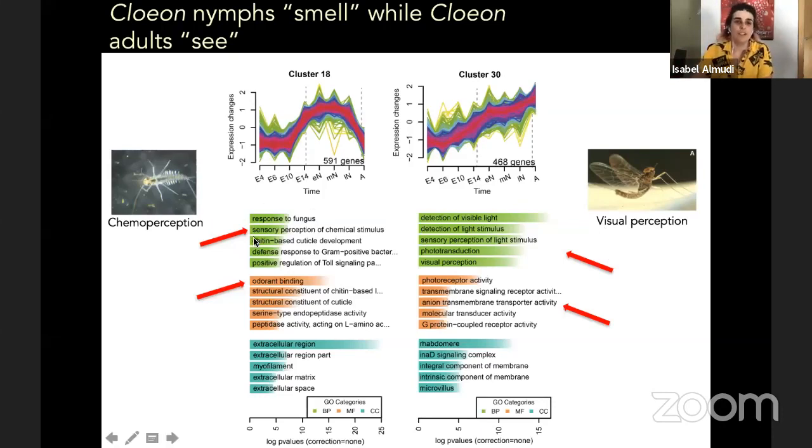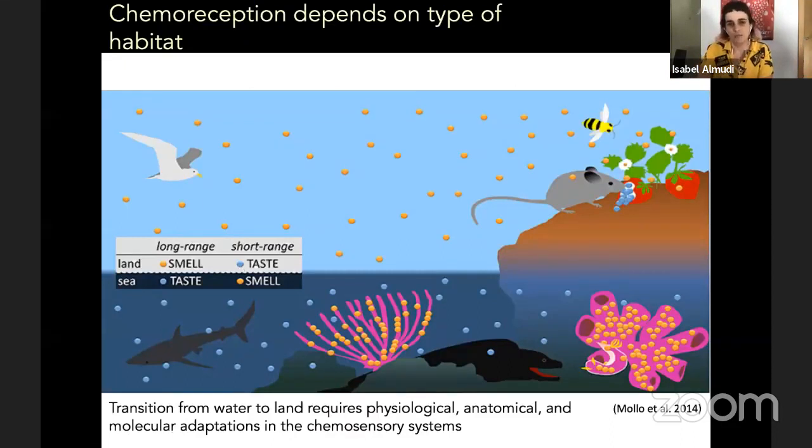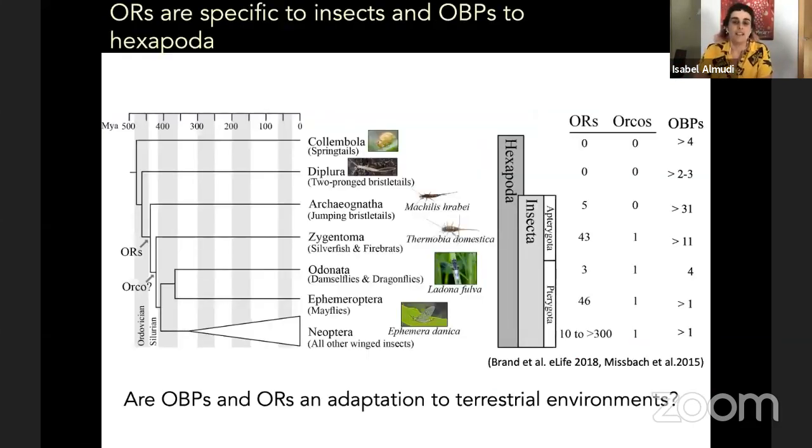We wanted to go a bit more into the details of chemoperception, and something important to take into account is that the transition from water to land really requires some physiological, anatomical, and molecular adaptations in the chemosensory systems. In insects, there are several chemosensory gene families, but there are two that are specific to insects. The odorant binding proteins, which appear for the first time in Hexapoda, and the odorant receptors that appear in Insecta. These two gene families have always been suggested to appear as an adaptation to the terrestrial life of insects, in contrast to crustaceans.